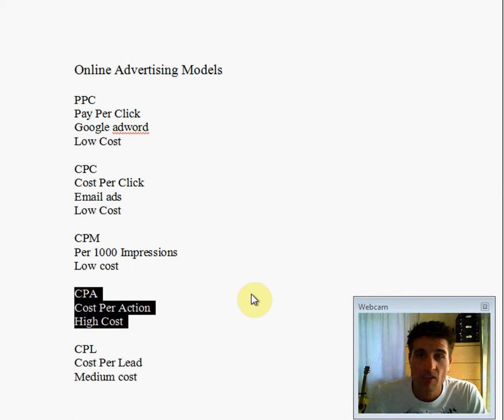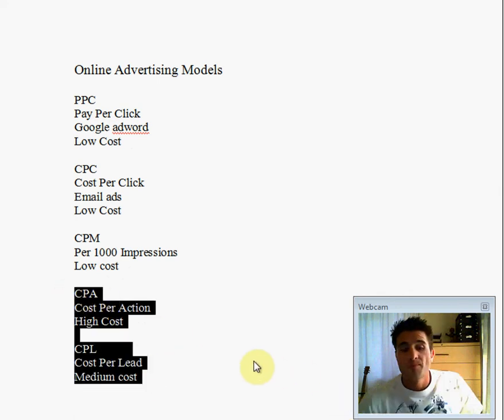If you're building your list, or if you're using email autoresponders to build a relationship with your list, then you go CPL. They get you the leads. You work on those subscribers and convert them into sales. These are both very effective, but you just need to know when to use them. So basically, that's it.